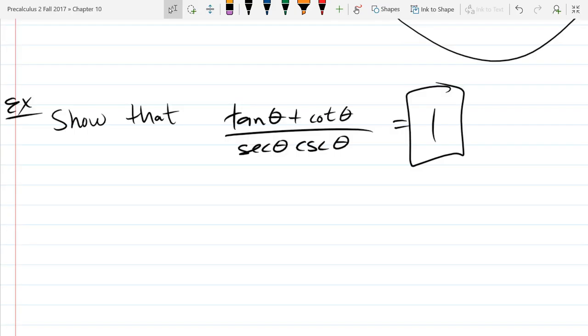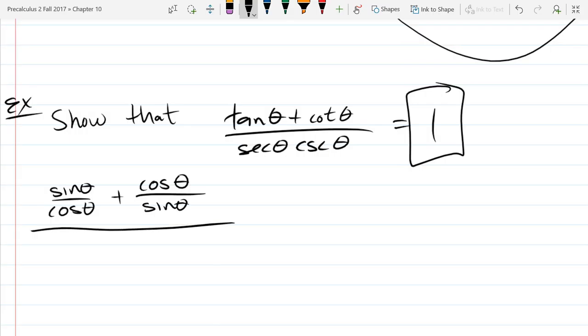So things are secants and tangents and cosecants and cotangents. So we're going to write everything in sines and cosines. So let's go ahead and take that step. Now you need to remember all those reciprocal identities that we wrote at the beginning of this section. So tangent is sine over cosine. Cotangent is the reciprocal, which is cosine over sine. And secant is 1 over cos theta, cosecant 1 over sine theta.